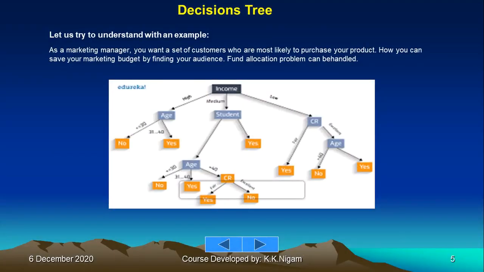Now let us try to understand this with an example. As a marketing manager, you want to identify the customers who are most likely to purchase your product. How will you decide that? You can plan your budget accordingly: if there is a potential customer, you can allocate more budget; if it is a less potential customer, then you may allocate less. So this is how you can allocate your marketing budget accordingly. The fund allocation problem can be handled in this way.